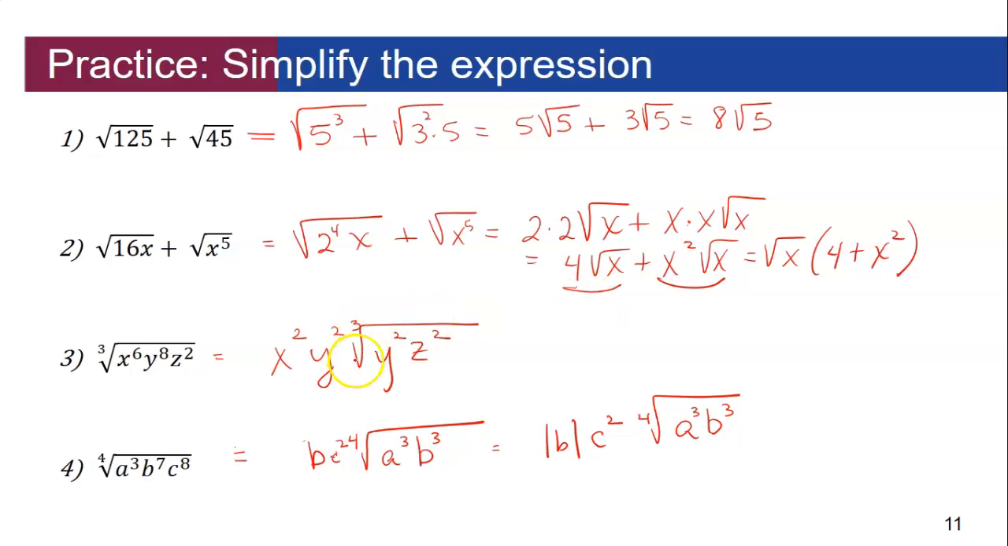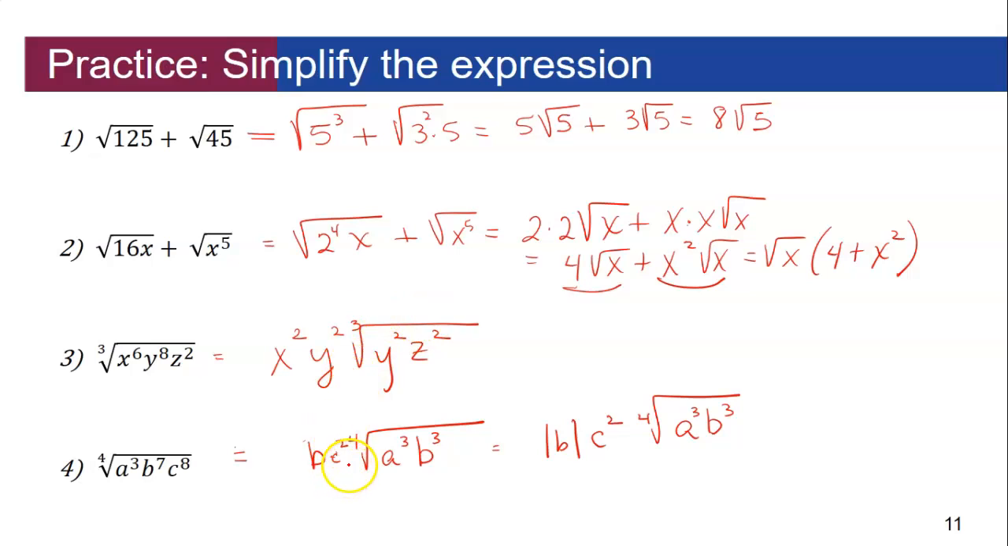This one, you've got groups of size 3. Be sure that you do write the index on your answer. It is important to continue to keep that same index throughout the problem. So here we'd have x squared, y squared on the cube root of y squared, z squared.